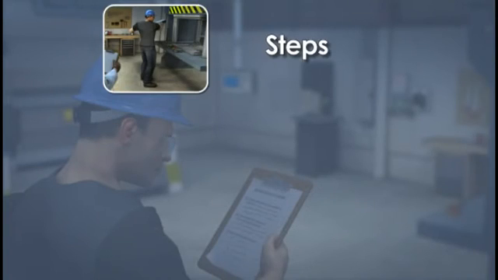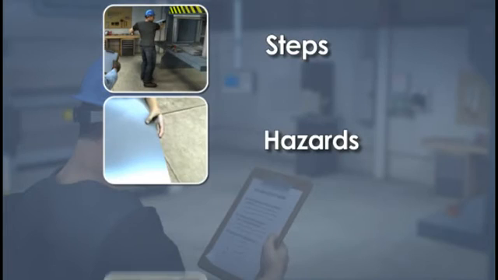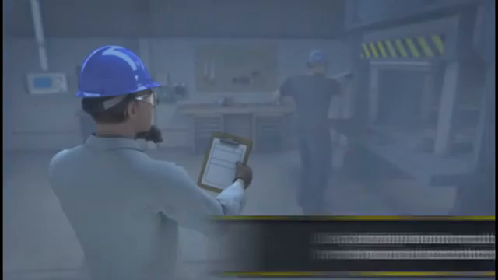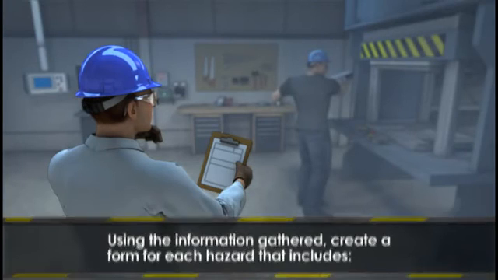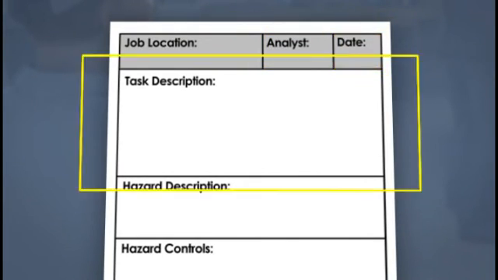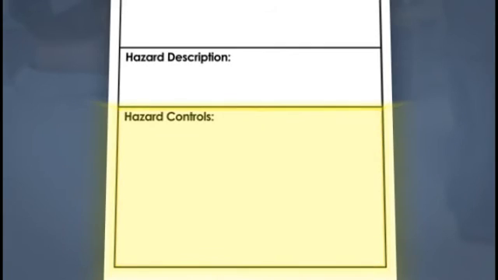Once the job has been broken down into its steps, the hazards in each step have been identified, and controls have been considered, it's time to write each hazard down in a job hazard analysis form. Using the information gathered, create a form for each hazard that includes the job location, the people who performed the analysis, the date, the description of the job step, a description of the hazard, and controls intended to eliminate or reduce the hazard.